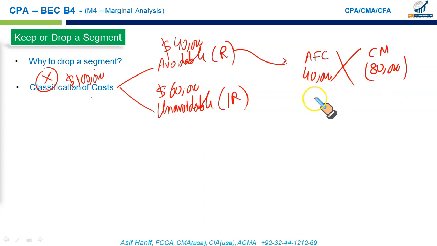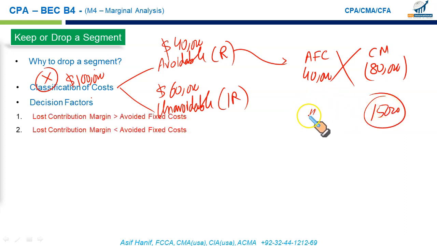Speaking in the reverse order, let's say the contribution that will be given up if we discontinue segment X is $15,000. Now you take the decision. The cost you will save is $40,000, but the contribution margin given up is 15. So this is clearly a smaller loss than the 40,000 of avoidable fixed costs. In this case, you should discontinue the segment. Remember, you should drop the segment if the lost contribution is less than the avoidable fixed cost. This is summed up right here.